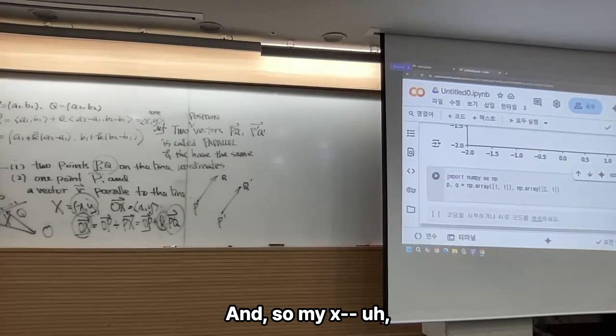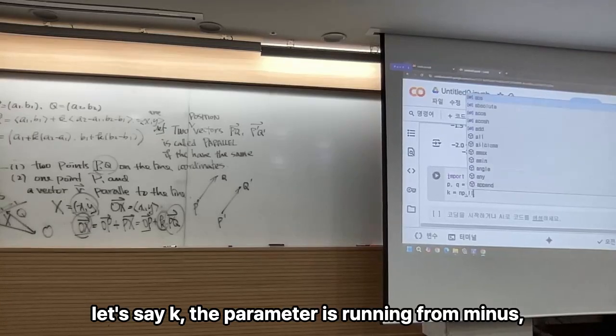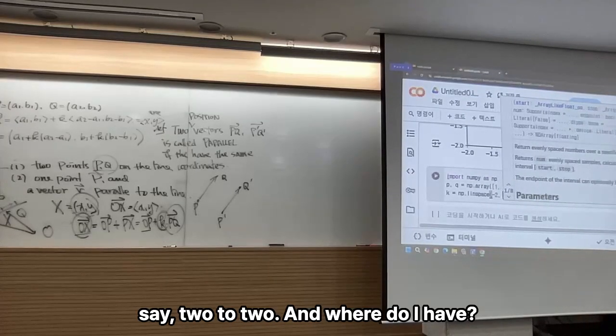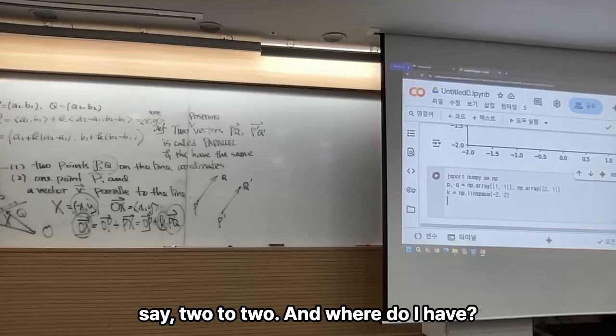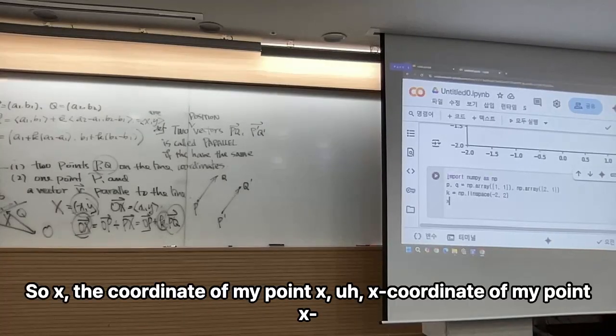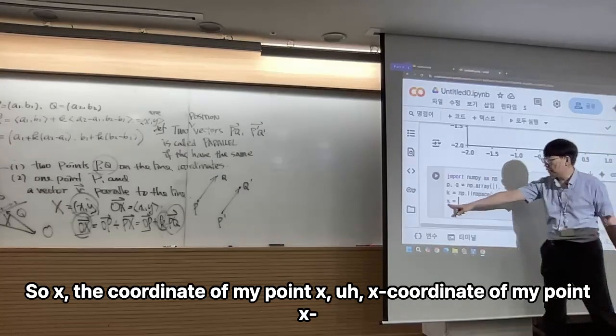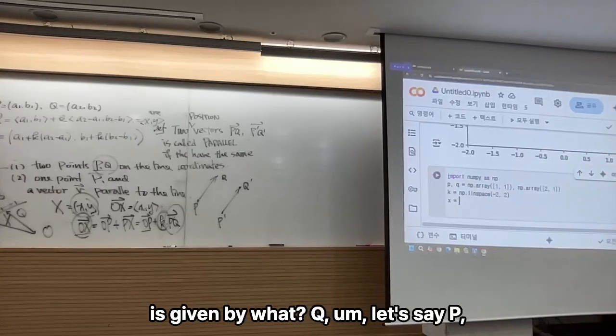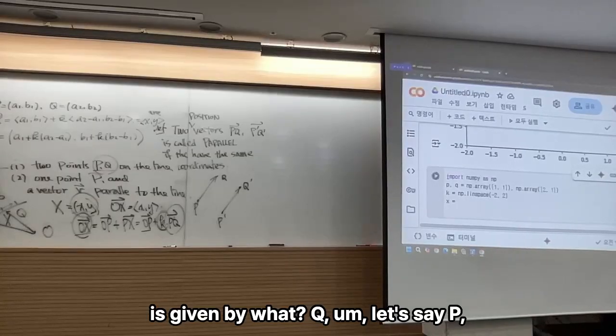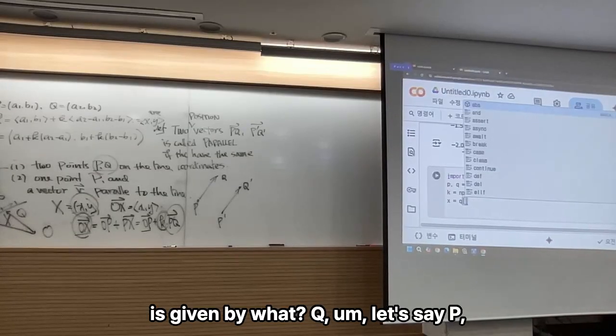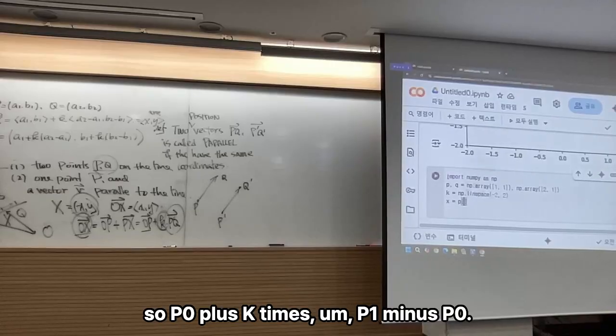My k, the parameter, is running from minus 2 to 2. And where do I have the x coordinate of my point X, called the small x here? It is given by P0 plus k times (Q0 minus P0).